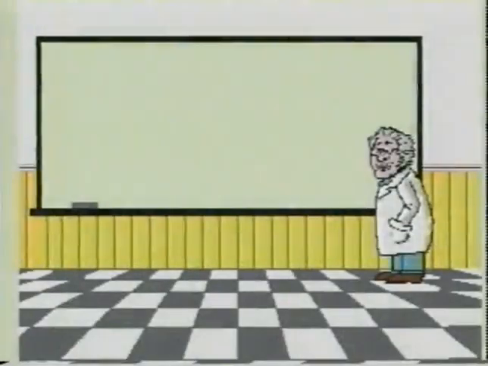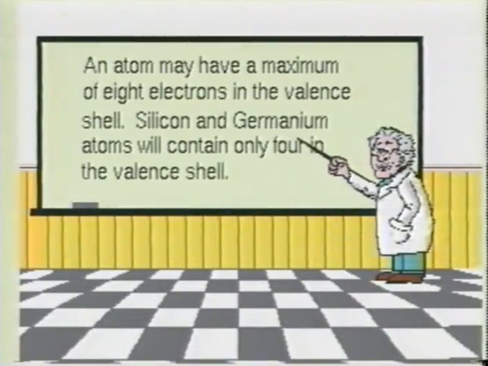We will stop now for a short review of the material covered to this point. The maximum electrons which may exist in the valence shell of any atom is 8. The valence shell of the silicon and germanium atom will contain only 4 electrons.